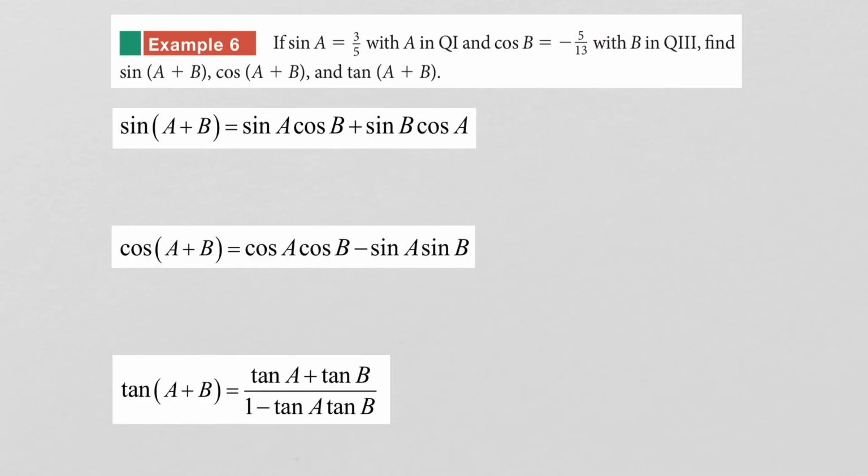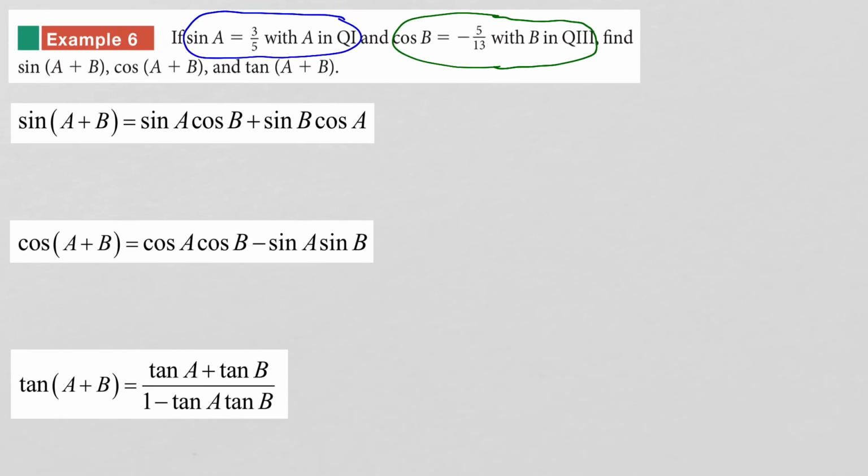So here are the formulas for sine, cosine, and tangent of a plus b. And you'll see that in order to figure these out, we need to know the sine of a, the cosine of a, and the tangent of a. And we also need to know the sine of b, the cosine of b, and the tangent of b. So what we're going to do is go back to the beginning where they gave us information about angle A and information about angle B. And what I'm going to do is draw a picture of each one of those angles in their respective quadrants so that I can figure out the information that we need to finish this.